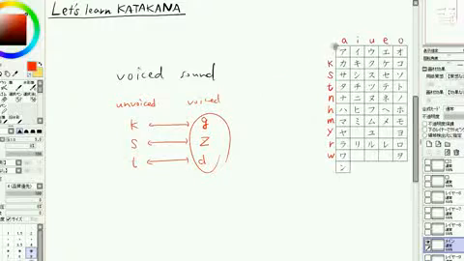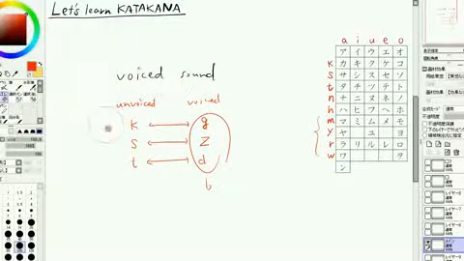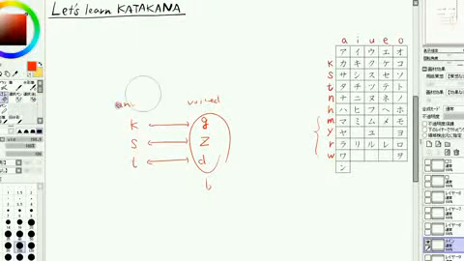But if you see this 50 sound table, we don't have any of these G, Z, D. This area seems to be voiced sounds actually, but K, S, T are unvoiced. So does it mean Japanese doesn't have these sounds? Well, of course it does. We have G, Z, D, and also B. So today we're going to take a look at how we can write these sounds in katakana.